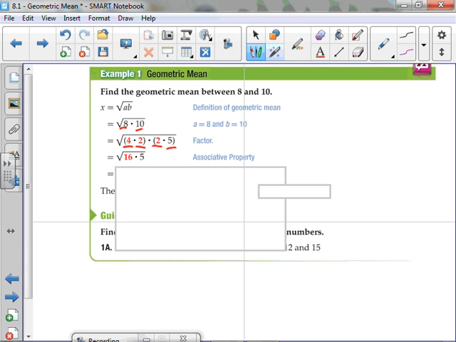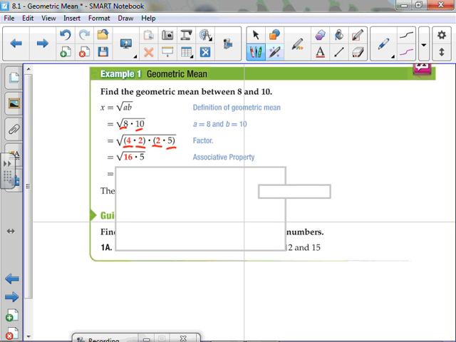Yes. Okay, so I can rewrite the square root of 8 times 10 as the square root of 4 times 2 times the square root of 2 times 5. But I'm not gonna know that. Well, you know what the factors of 8 are. You know what the factors of 10 are. So you just have to rewrite them as their factors.